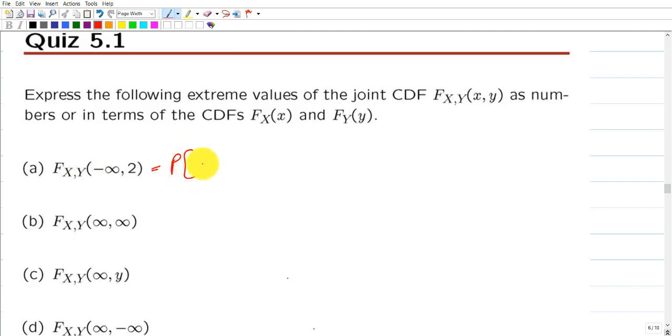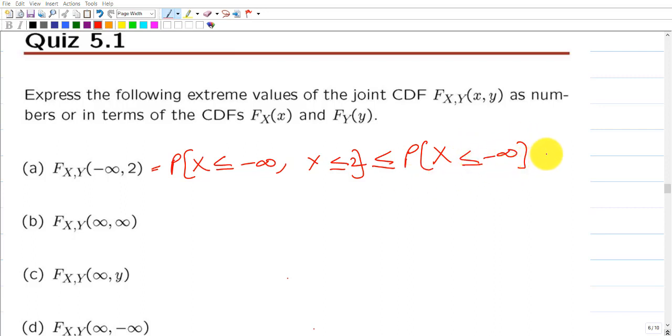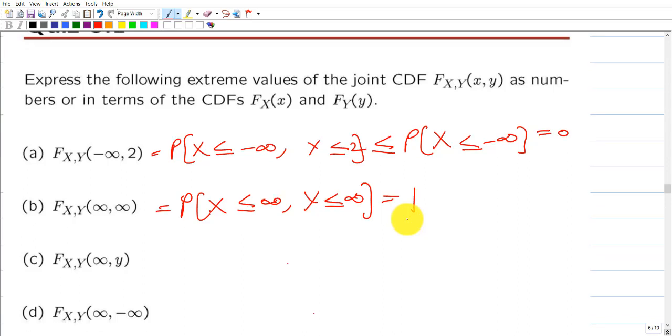It simply means that we have to find the probability of X less than or equal to minus infinity, Y less than or equal to 2, which is equal to the probability of X less than or equal to minus infinity. And we know that at minus infinity it is defined as 0, so X cannot take any value at minus infinity. For F_XY(infinity, infinity), we are finding the probability of the entire region, that is, the probability of X less than or equal to infinity and Y less than or equal to infinity, and we know by Theorem 5.1 it is 1.